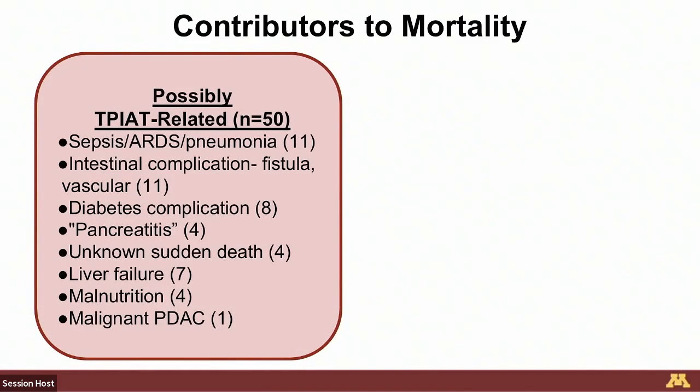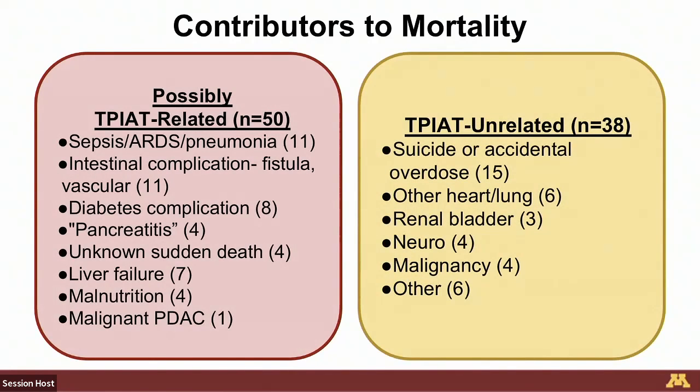Now, moving on to the bread and butter of the study, taking a look at what causes of death were related to TPIAT and which ones were independent. We wanted to categorize these things based on what we thought were directly associated with surgery, including infection, GI complications, and nutrition status, as well as things that were associated with diabetes, obviously diabetes complication being the leading cause there.